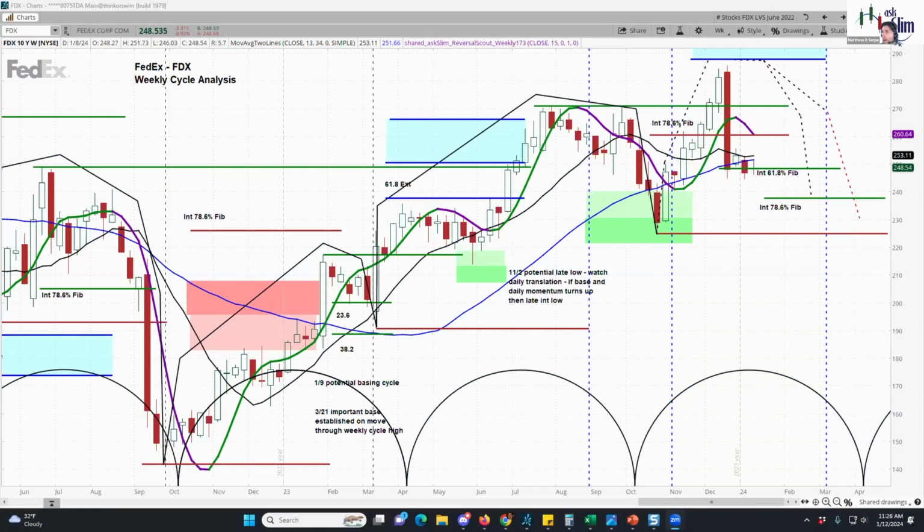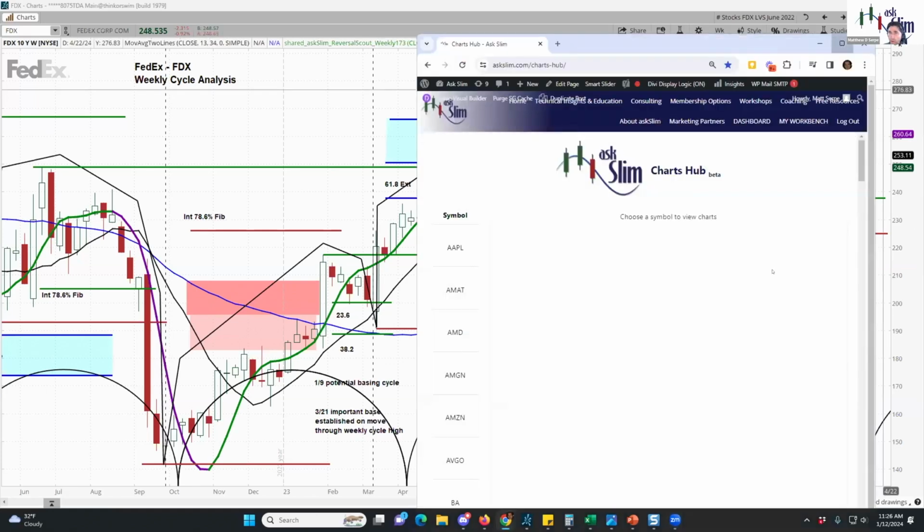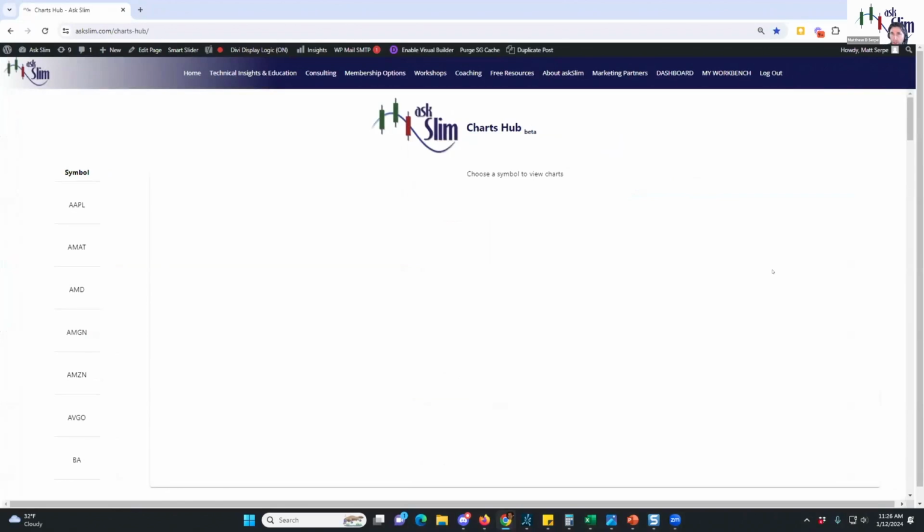Okay, so as Slim mentioned, I'll be looking at FedEx intermediate outlook and an overall bearish bias. I'll get into that in just a second, but I wanted to show here where we typically get started in terms of looking for ideas when it comes to this segment that we do.